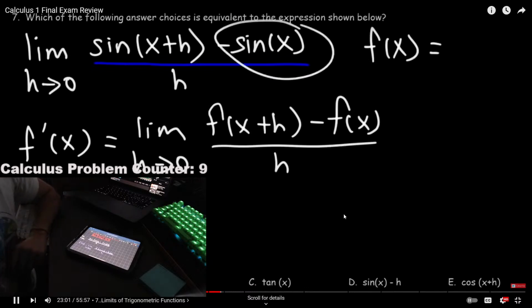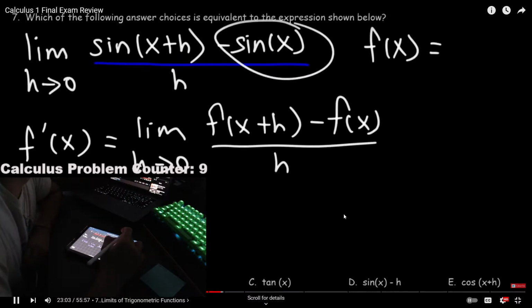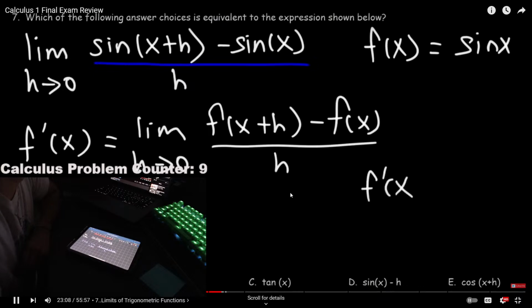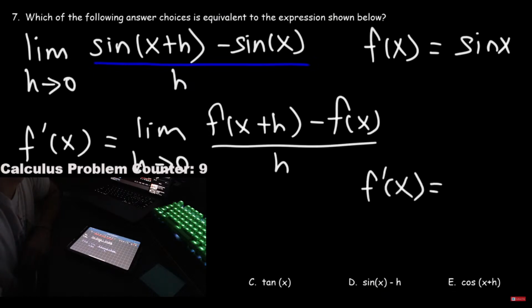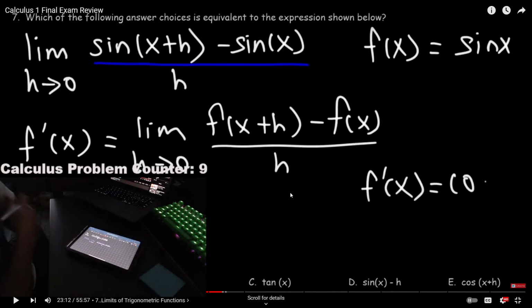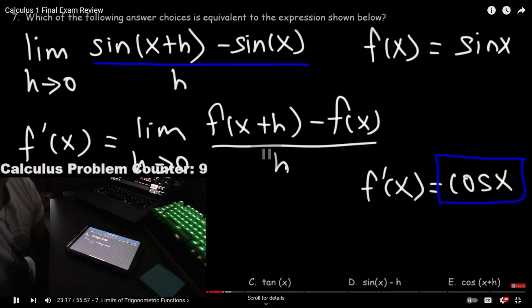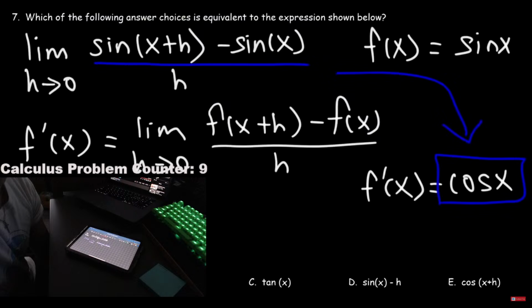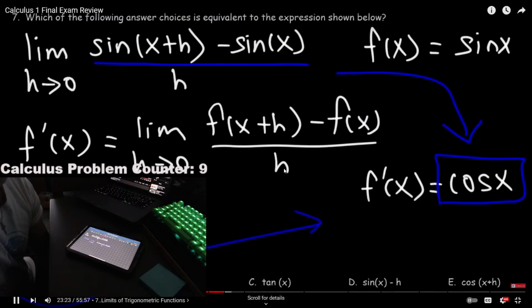Notice that f of x lines up with sine x. So if f of x is sine x, what's f prime of x? The derivative of sine x is cosine x. Okay, so you want to break it up. And so this is the answer. This entire thing is equal to cosine x. So A is the right answer.